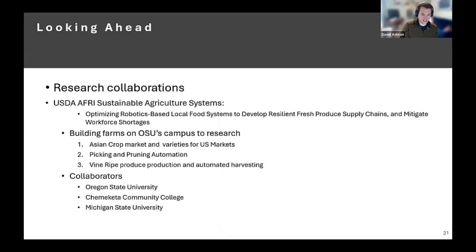Looking ahead, as I wrap this up, we're currently being written into an OSU research grant to focus on local food systems resilience, with comparisons of supply chains and mitigating workforce shortages. There are two aspects of this grant that's being submitted. We want to focus on Asian crops and varieties in U.S. markets. Right now, there's a lot of monocropping in the United States, so it's very difficult to introduce new varieties.